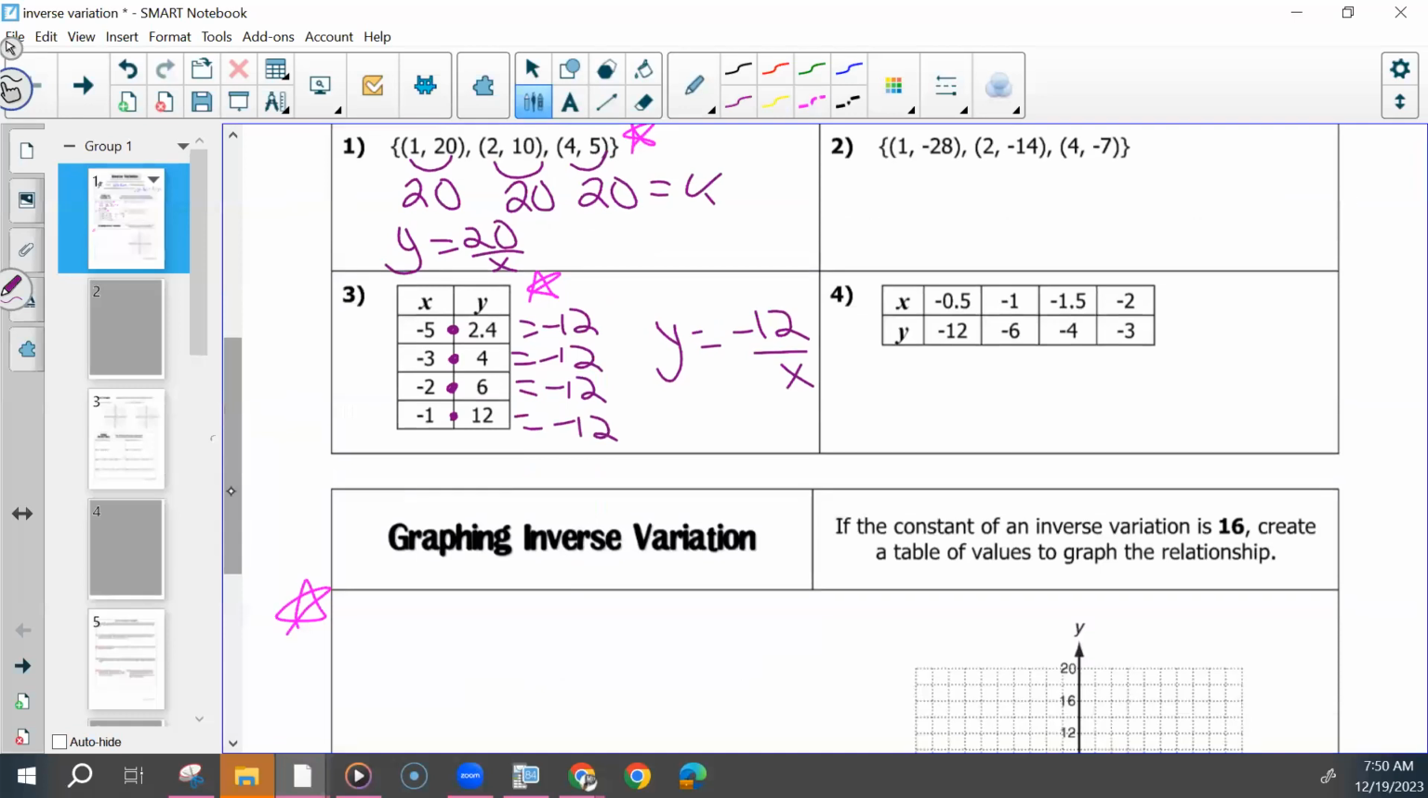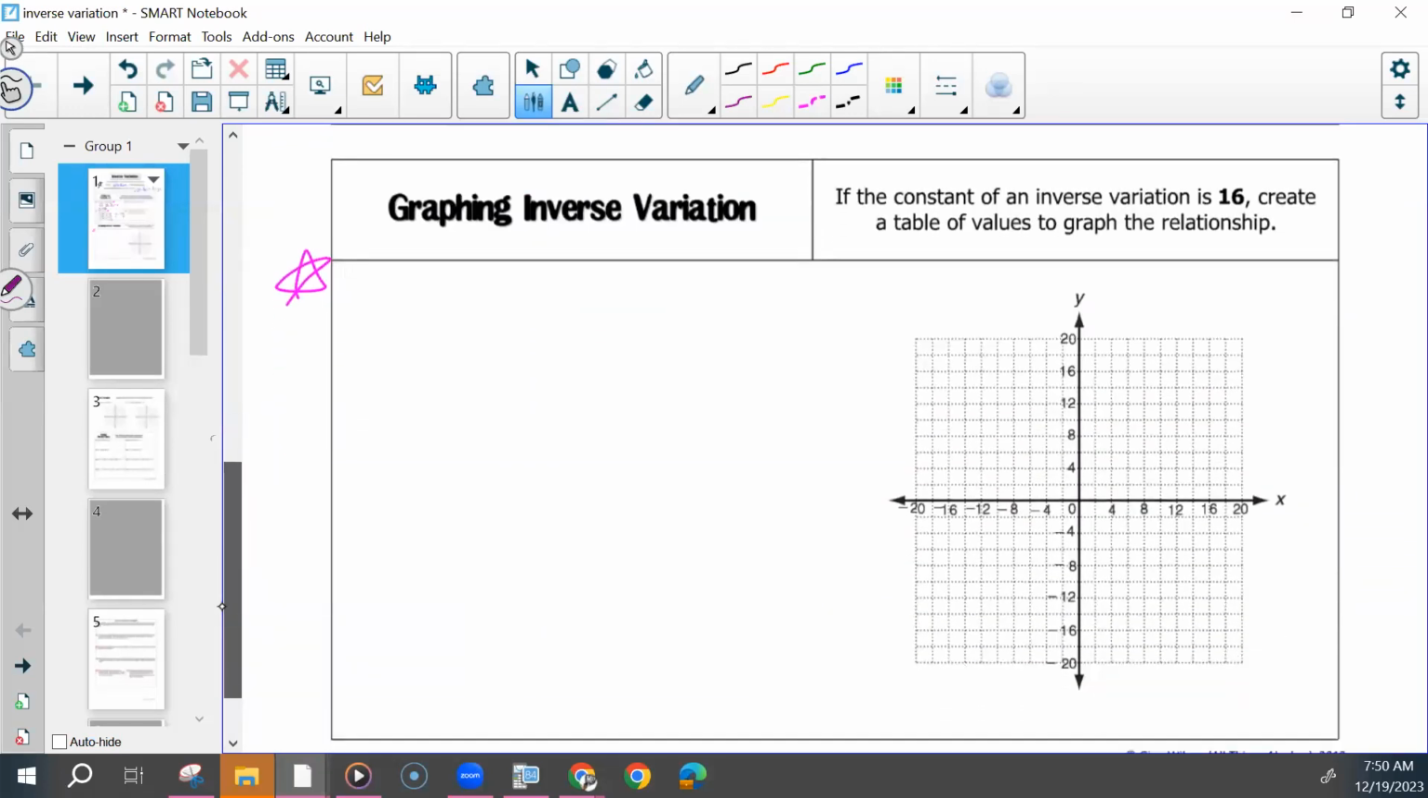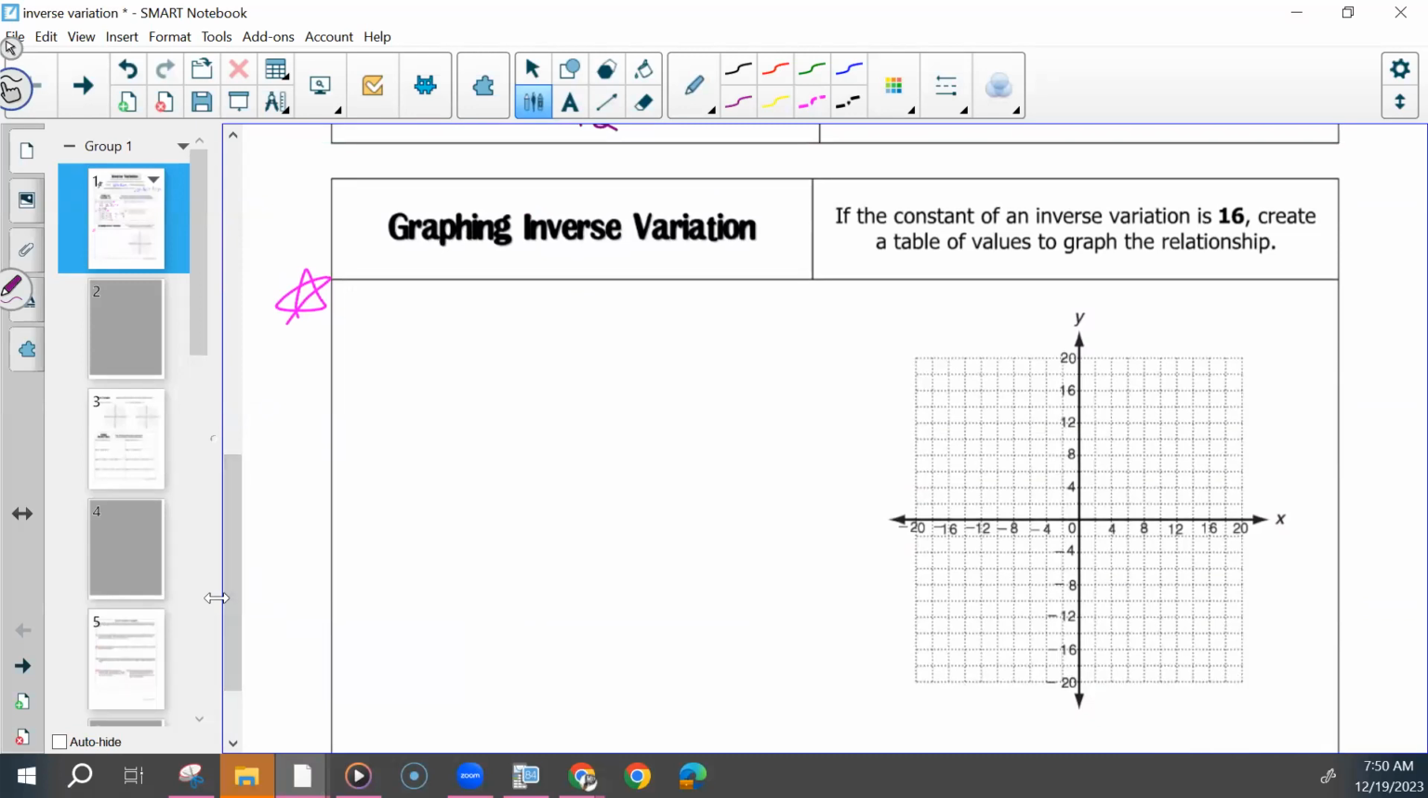Questions on how we find k? Now, this next part, you won't need to graph for the quiz or the test, but you'll need to know what it looks like. So we're going to graph one of these. In this example, it says the constant is 16. That means I multiplied two numbers to get 16. So what times what would give me 16? 8 times 2, 4 times 4 is another one.